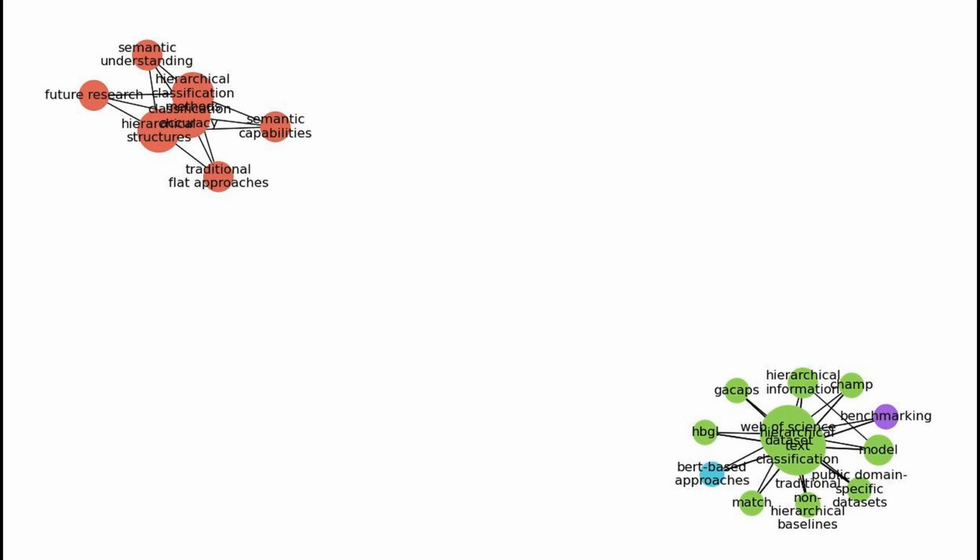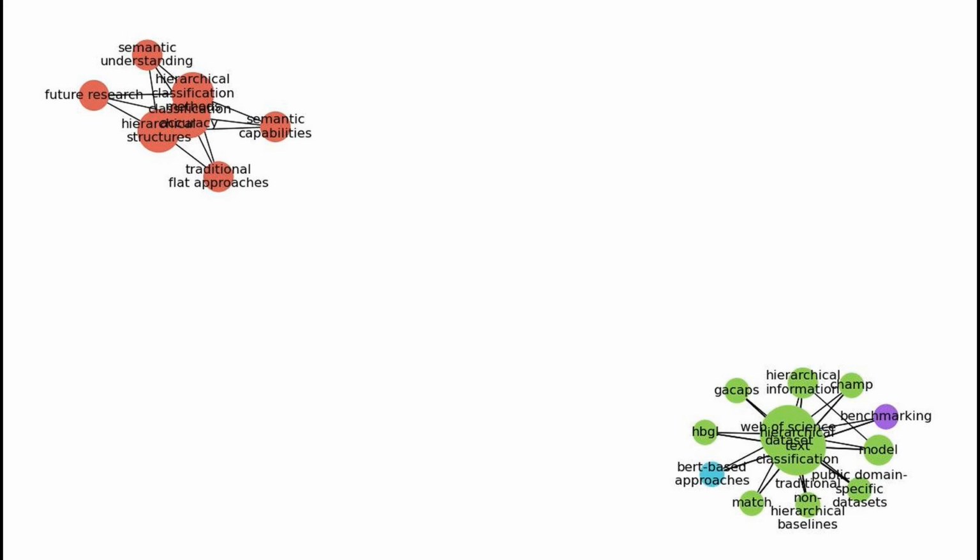The benchmarking results indicate a competitive landscape in hierarchical text classification, showcasing how recent methods stack up against traditional, non-hierarchical baselines. In tests across public domain-specific datasets, methods like HBGL and GCAPS emerged as top performers, effectively using hierarchical information to enhance classification accuracy. However, the performance wasn't uniform across all datasets.